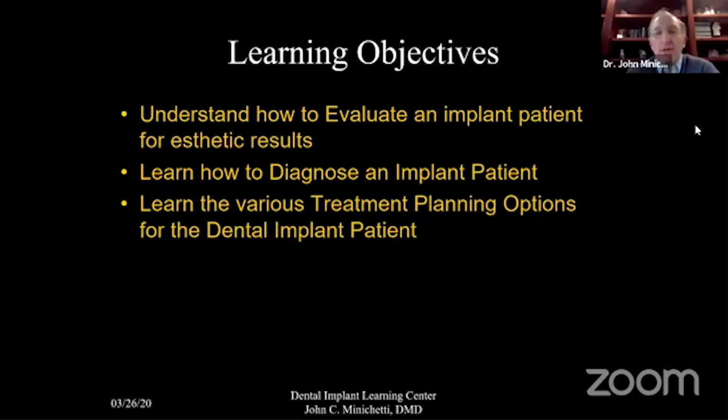To learn how to diagnose the implant patient, because I think that's one of the things that we as examiners, when we are examining our candidates in implant dentistry, want to see: their diagnostic skills. Really, how are they looking at this patient and putting together the diagnosis in order to properly come up with a treatment plan.